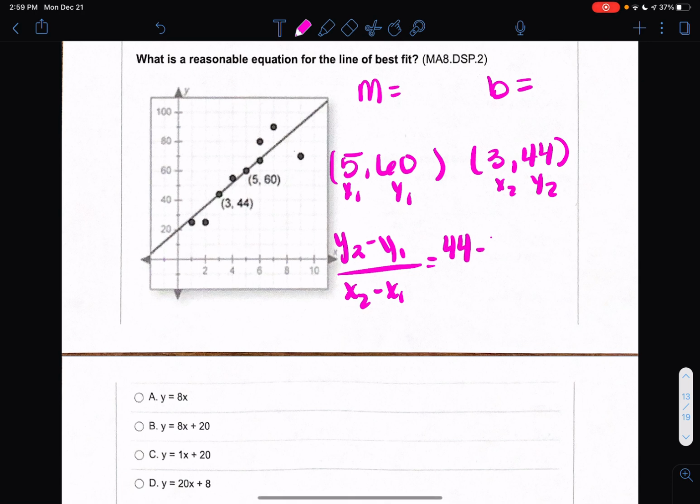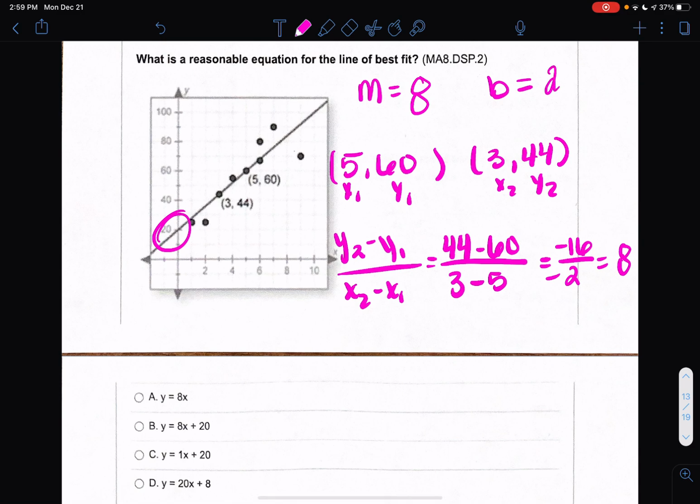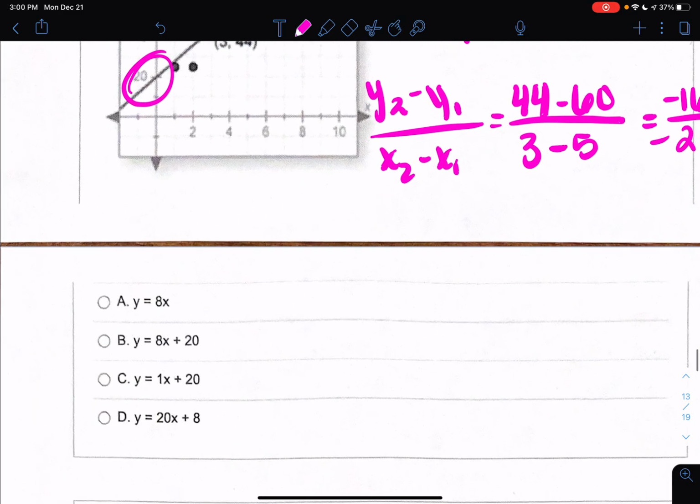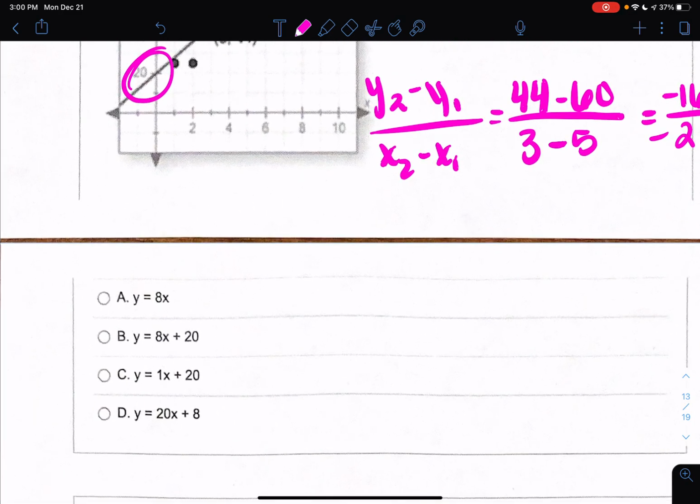is equal to 44 minus 60 all over 3 minus 5. When I simplify it, 44 minus 60 is equal to negative 16, and 3 minus 5 is equal to negative 2. I can still simplify that, which just gives me positive 8. So that means my slope is positive 8, and looking at my y-intercept where it crosses the y-axis, it crosses at 20. Okay, so my slope is going to be a positive 8 and my y-intercept is going to be a positive 20, which leaves me with B.